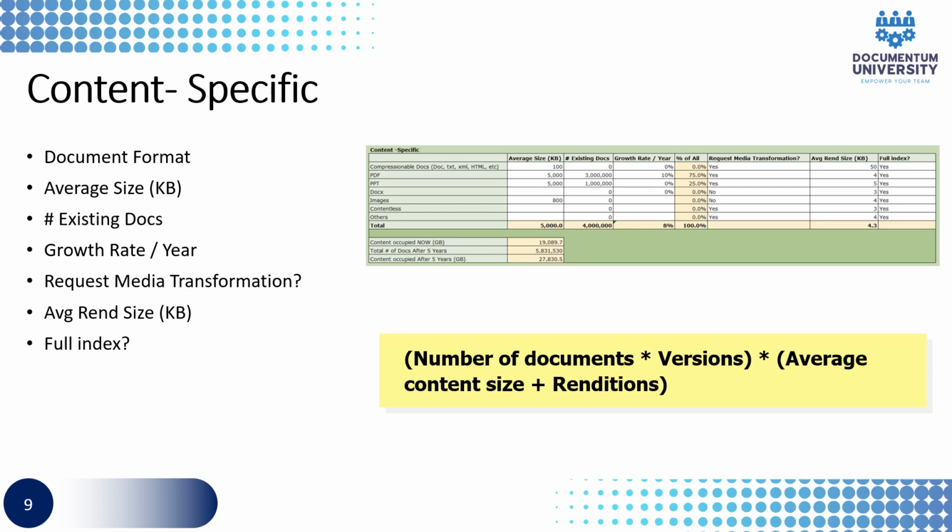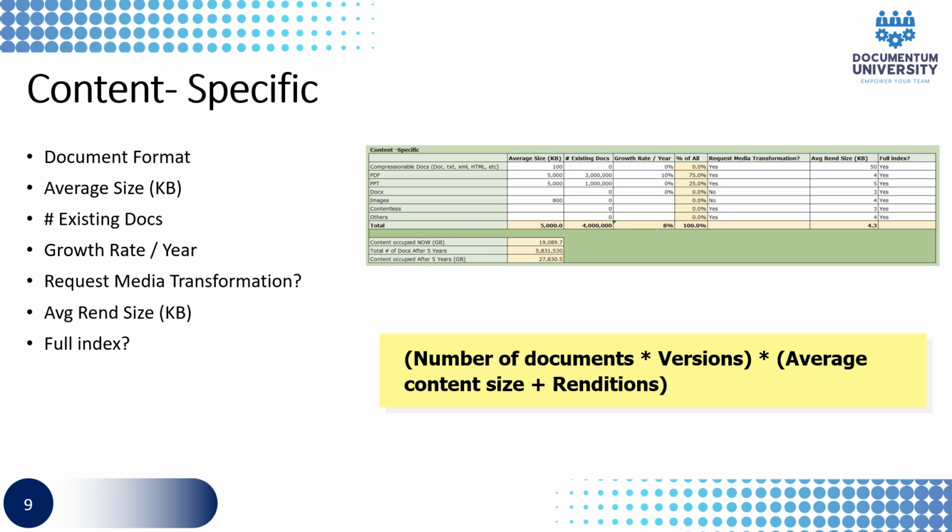The next parameter is the average size, which is measured in kilobytes. This parameter is the average file size of the documents you will be storing in Documentum. It is crucial to have an accurate average file size to determine the amount of storage space required for each document. The number of existing docs parameter refers to the total number of documents, including the version for each document that is stored in Documentum. The growth rate per year parameter is essential in estimating the data size over time. This parameter helps to forecast the storage space required to accommodate your organization's future data growth.